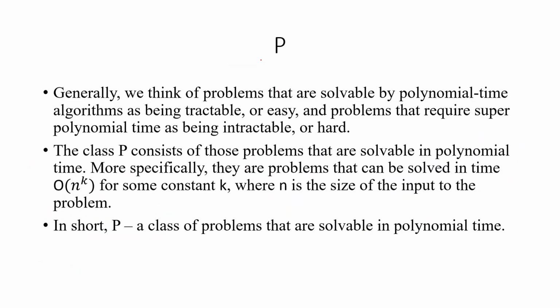So what is the P? P is some kind of class of problems for which we can find a solution in polynomial time complexity. Again, the polynomial time complexity is big O of n power of k. K is some constant, and n is the size of our input. So if we can solve some problem in polynomial time complexity, it means that that problem belongs to the P.